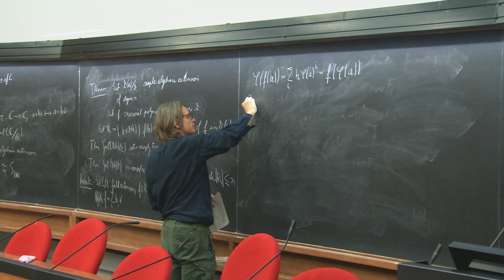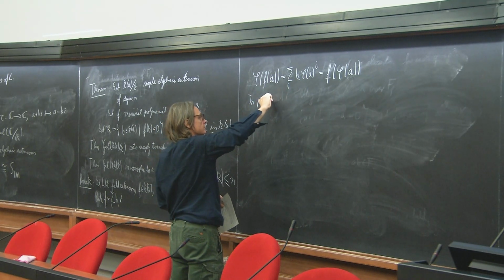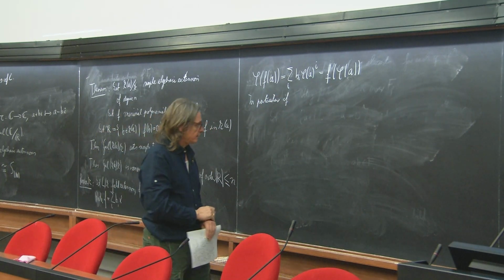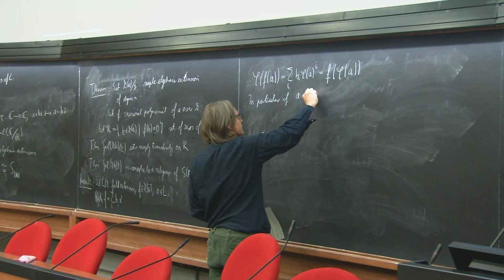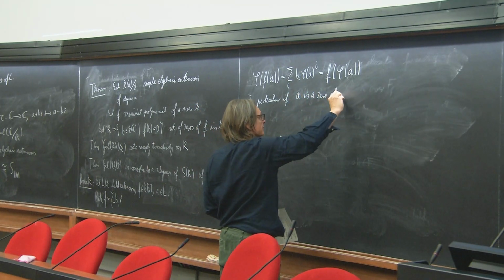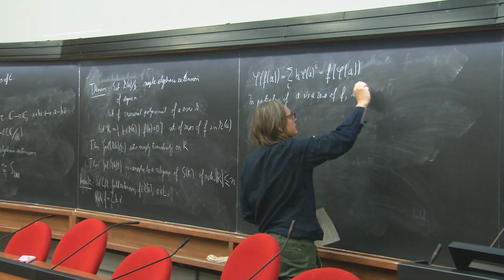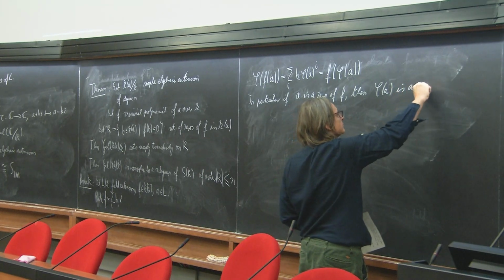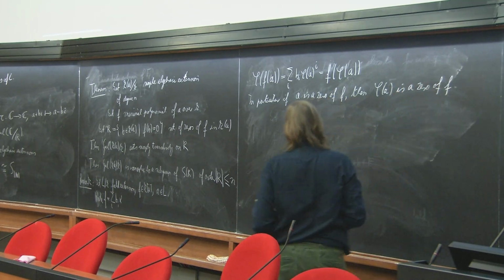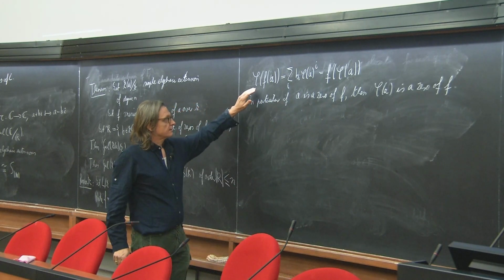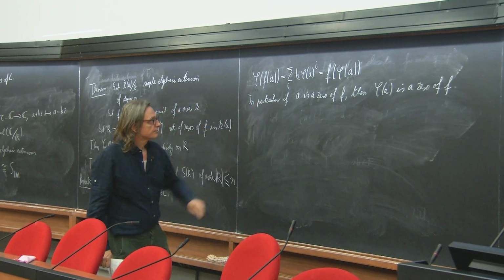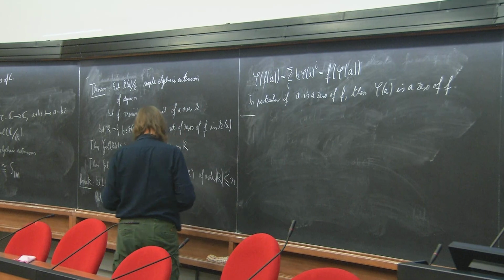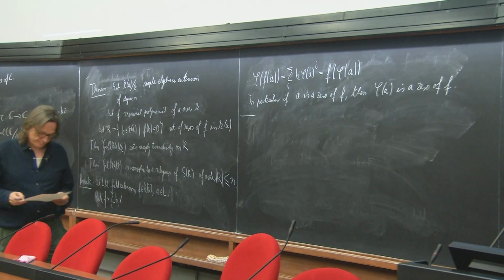In particular, if A is a zero of F, then phi of A is also a zero of F. Because obviously in a field, an isomorphism has to send 0 to 0. Okay, so this is something that we'll use 3 or 4 times in this course.